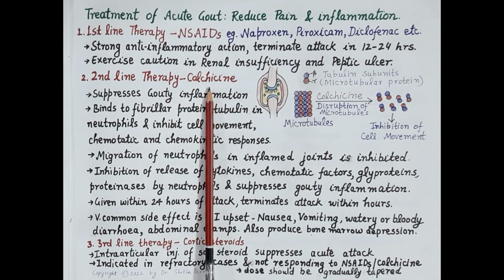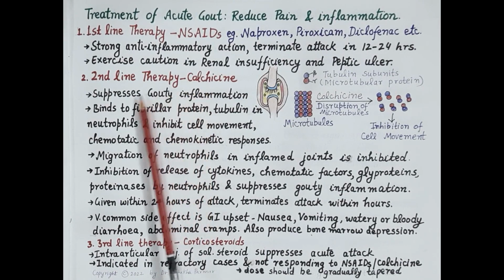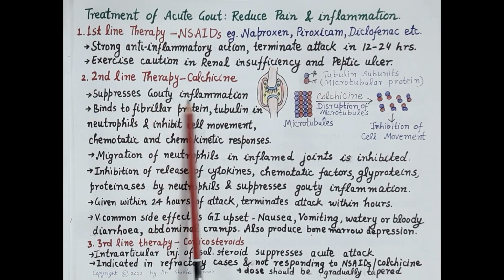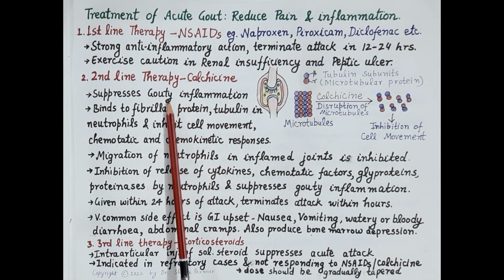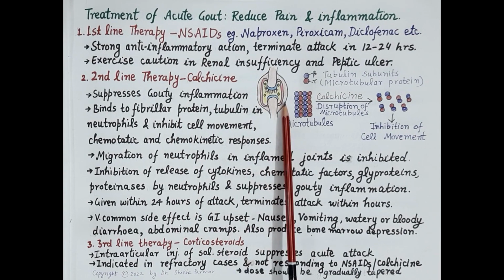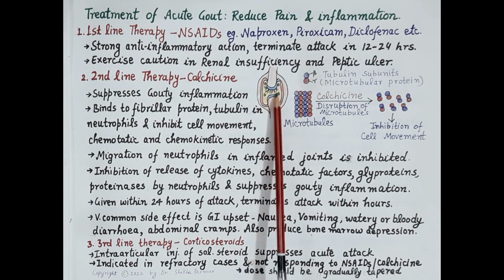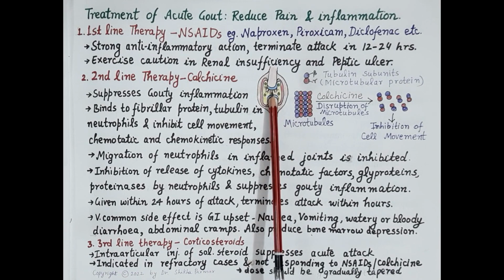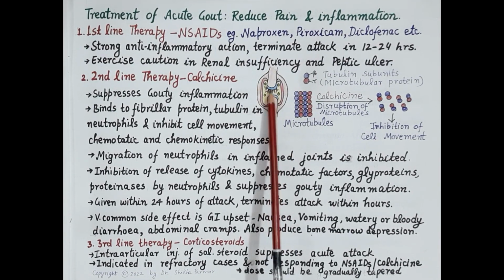Now, colchicine is neither an analgesic nor it is an anti-inflammatory agent, but colchicine specifically suppresses gouty inflammation. It has a very important role, a very specific role in reducing inflammation because of the gout. Now, as we know that in gout, monosodium urate crystals deposit in the joints and induce inflammation. Now, chemotactic factors that attract immune cells are produced by these joint tissues because of the deposition of these crystals.